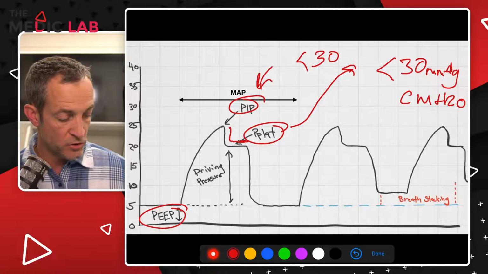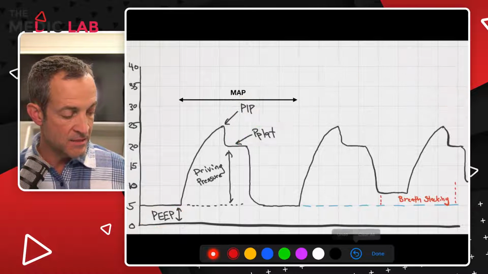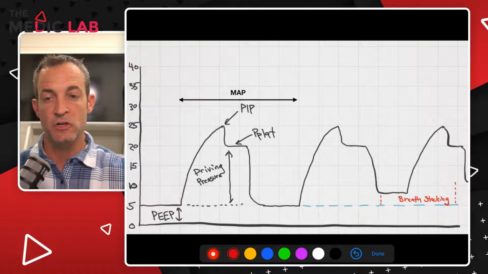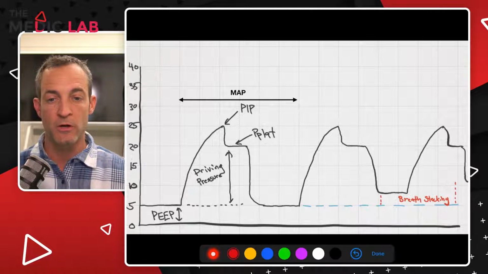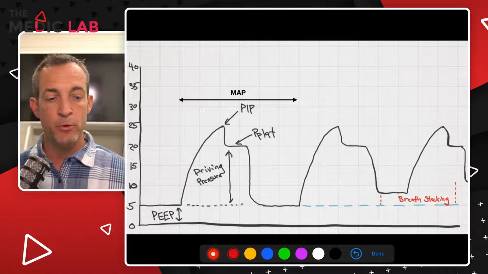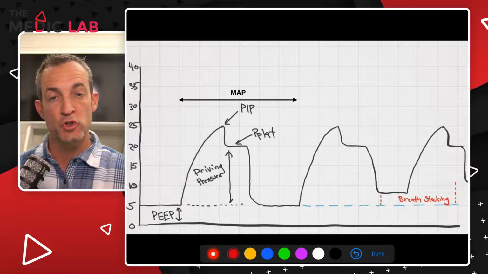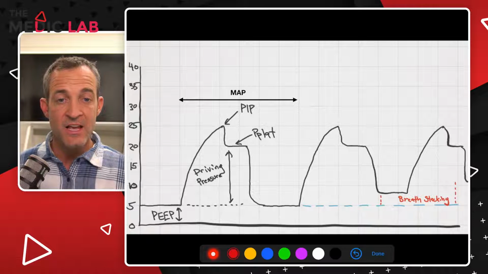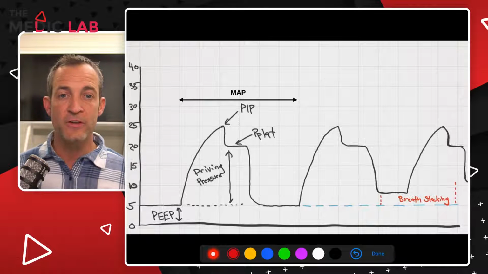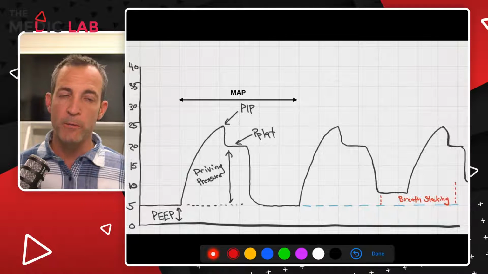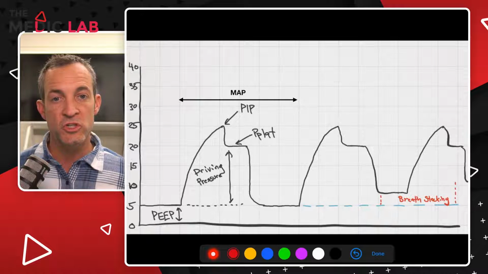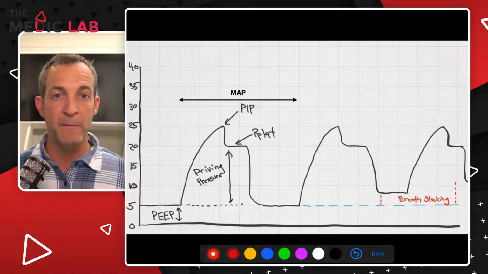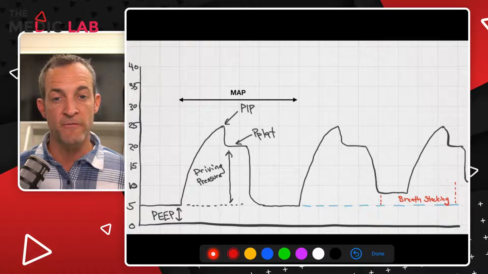This is the pressure that is remaining in the airway at the end of exhalation, positive end expiratory pressure, right? So it is a pressure that the ventilator will preserve in the lungs during the end of exhalation. And what that does is it keeps those alveoli open, right? You've probably heard the term atelectrauma, right? Which is where the alveoli collapse because there's no pressure being maintained within them during the exhalation phase.